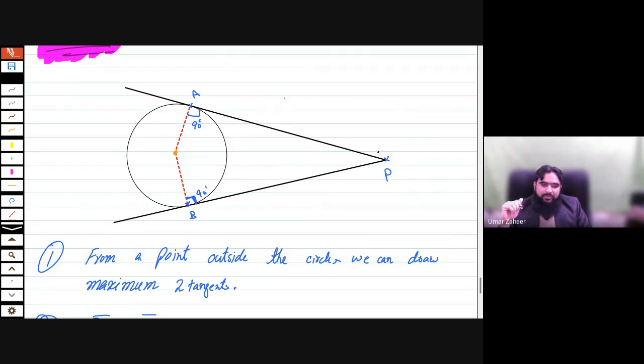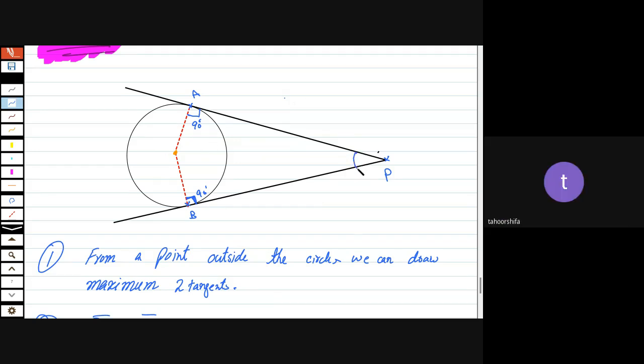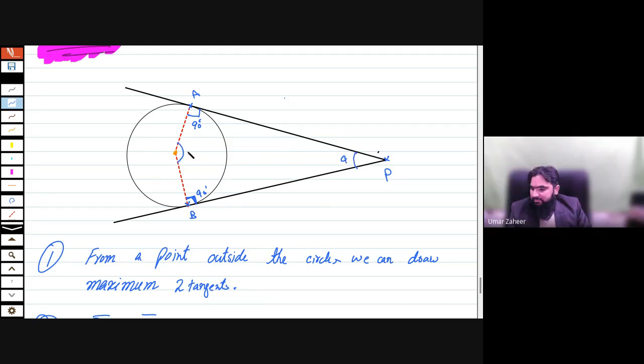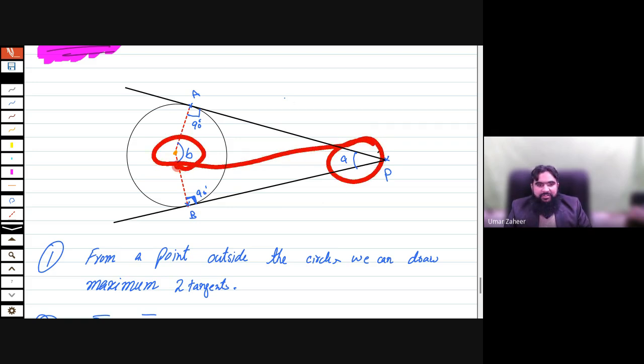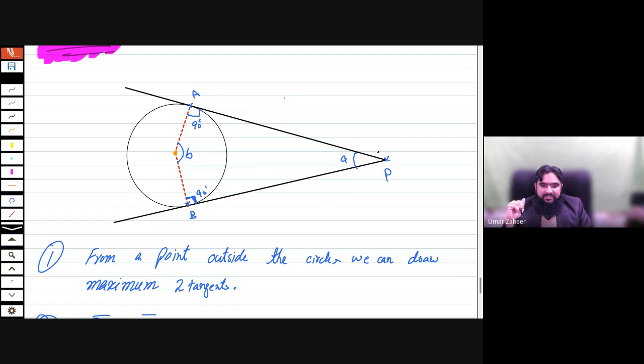The first property of this quadrilateral is it is cyclic because the sum of these two angles must be 180. So I'm pretty sure the sum of these other two angles will be 180 as well. Let's say this is angle A and this is angle B. So their sum must be 180 degrees as well. So this means that the first property of this quadrilateral is cyclic.